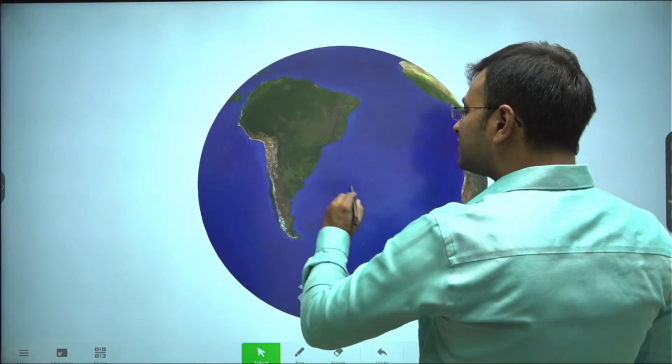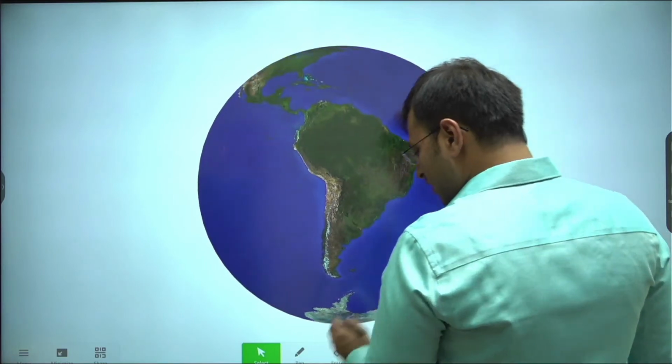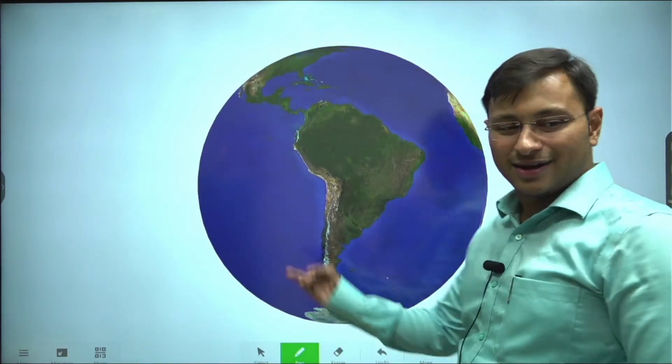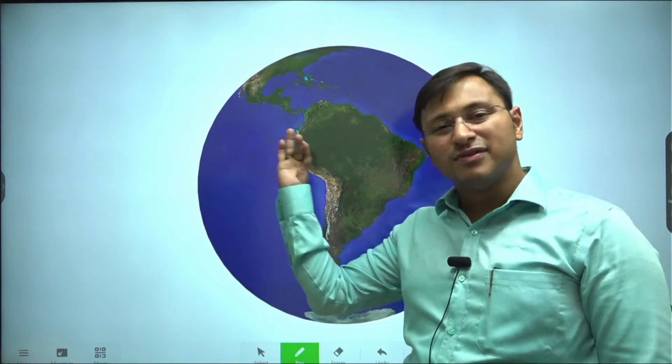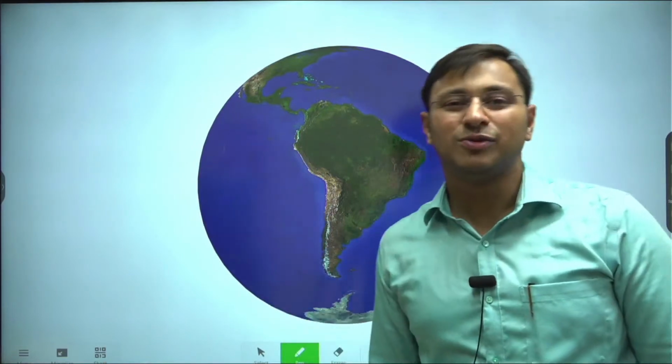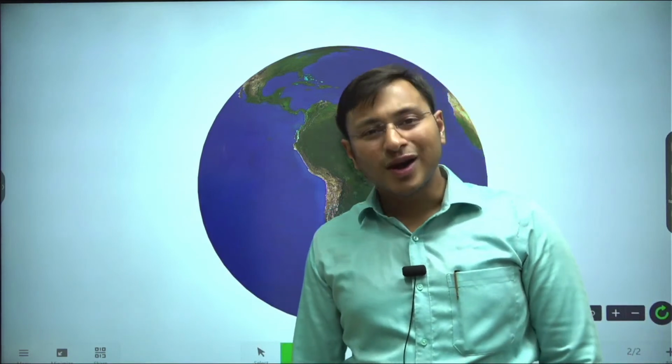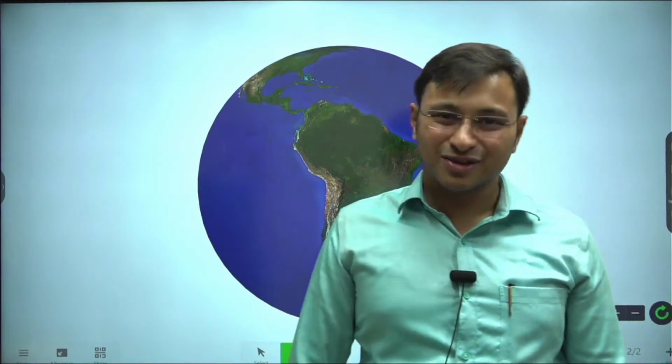So if I'm moving towards South America now, on the west coast of South America, you have the world's longest mountain range. It stretches for more than 6,000 kilometers. It's not a joke, guys. It stretches for more than 6,000 kilometers.